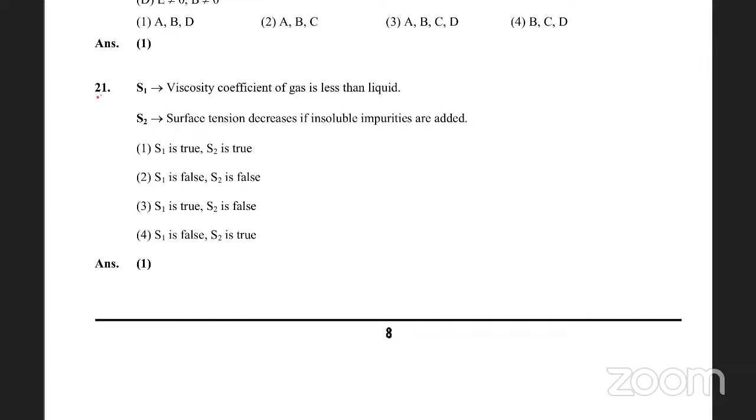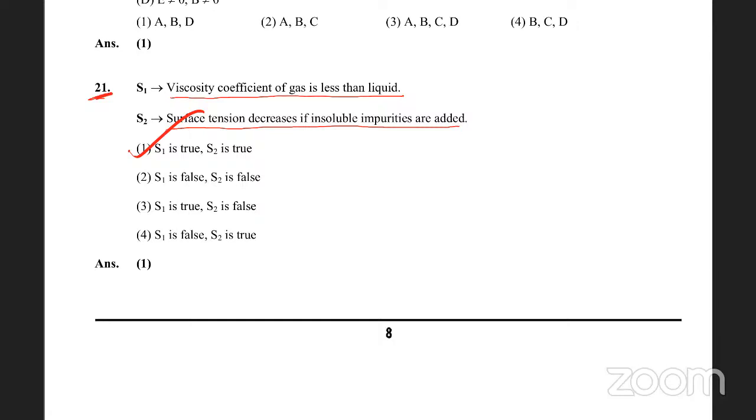So look at the 21st question. It is based on the mechanical properties of fluids. Statement 1: the coefficient of viscosity of a gas is less than that of a liquid. Statement 2: the surface tension decreases if insoluble impurities are added. So the options are S1 is true, S2 is true. That is, both are correct.